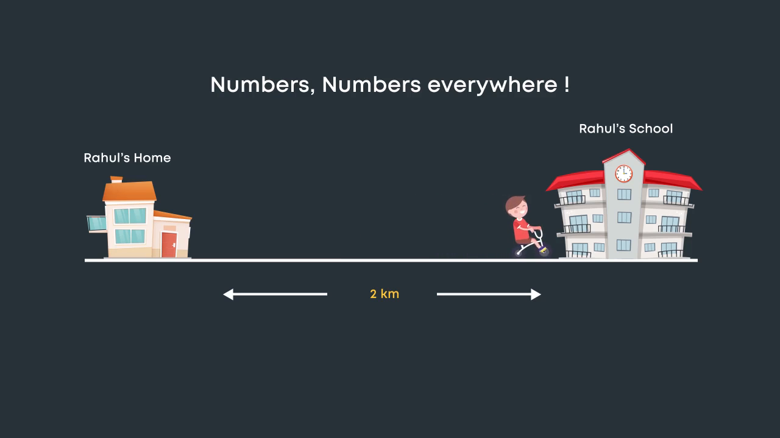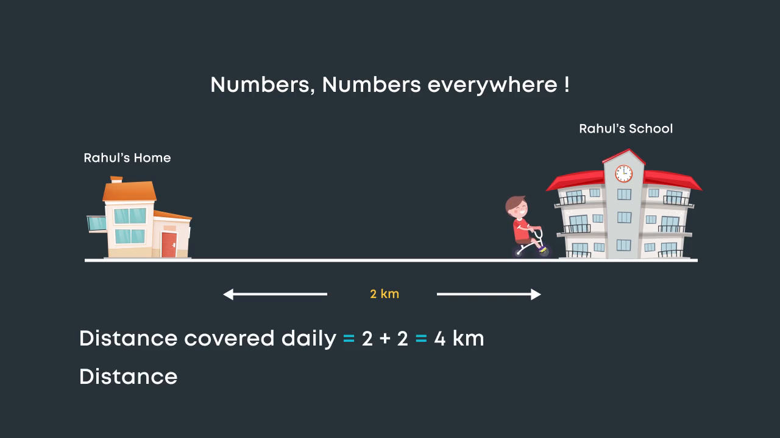It is easy to work with such numbers. Distance covered daily is 2 plus 2, which is 4 kilometers. Distance covered in 5 days is 4 into 5, which is 20 kilometers.